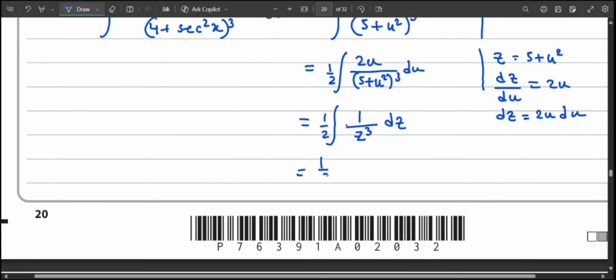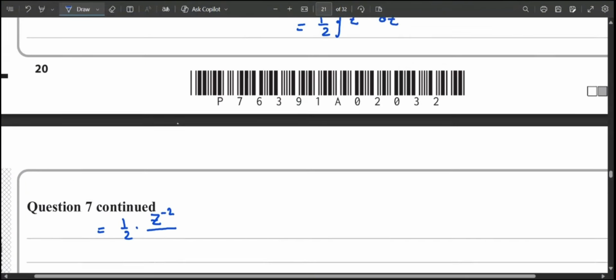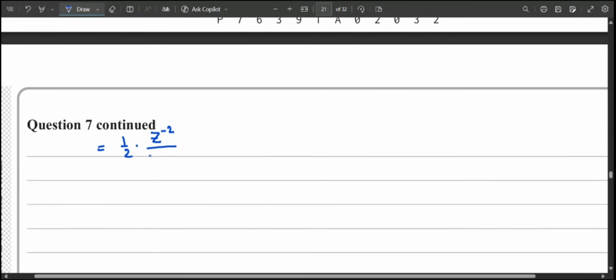So ultimately, if we integrate this function now, we will get z to the power of minus 3 inside our integration function, which will ultimately give us half into z to the power of minus 2 divided by minus 2.